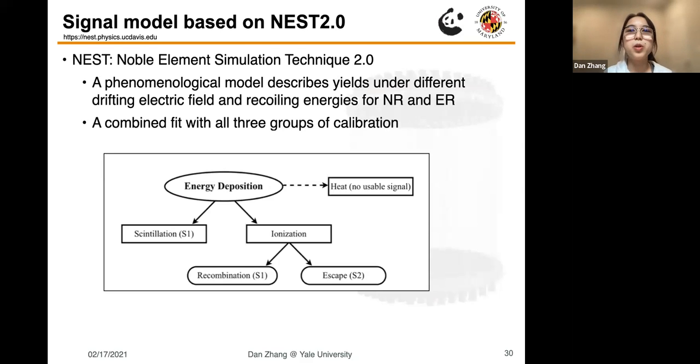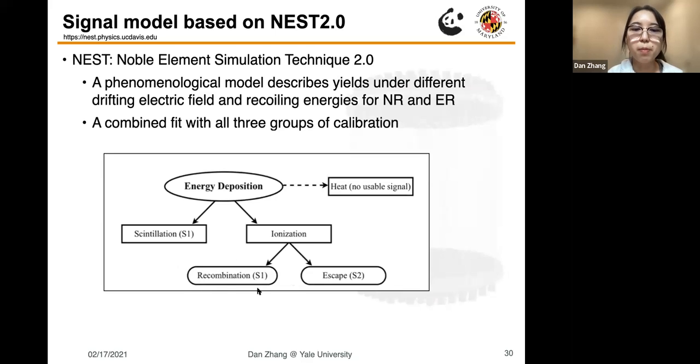And for the signal model building, we got help from NEST2, which stands for Noble Element Simulation Technique. It's a phenomenological model describing how the yields happen after the energy deposition. Instead of a direct connection from the energy deposition to the observables S1 and S2, it has some more physics-correct intermediate steps. We have the degree of freedom of adjusting the recombination of the originally produced ionization, which are just the ion-electron pairs. Part of them are recombined and contribute as scintillation S1 instead of becoming S2.